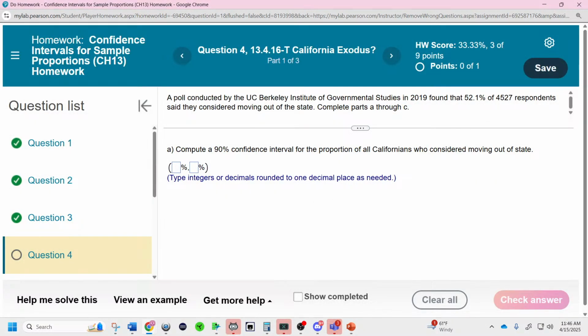Here we go. Make a 95% confidence interval. About the same thing we've been doing. So here we go, question 4. Okay, so make a 95% confidence interval.